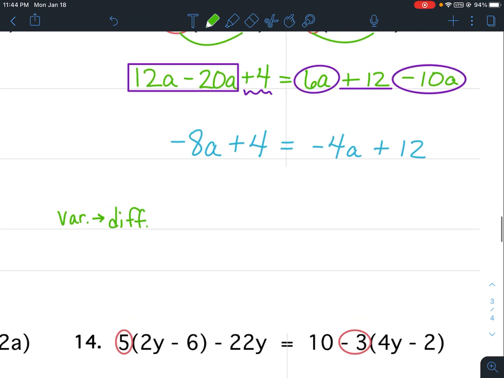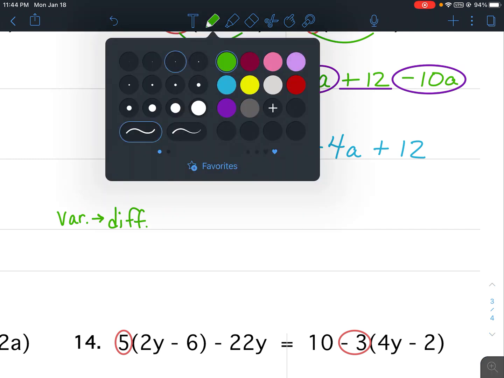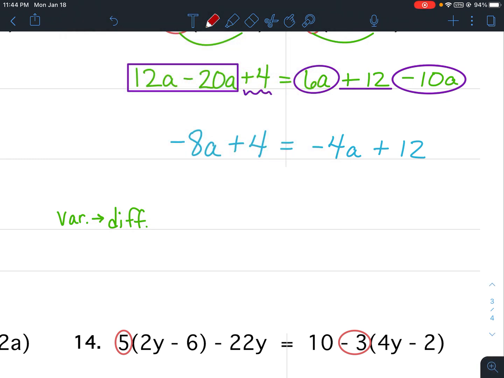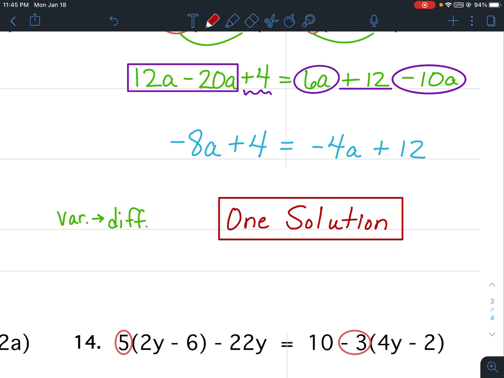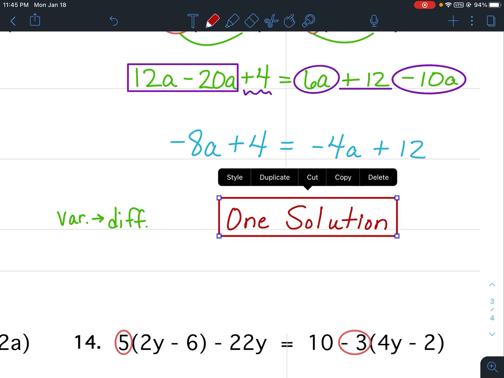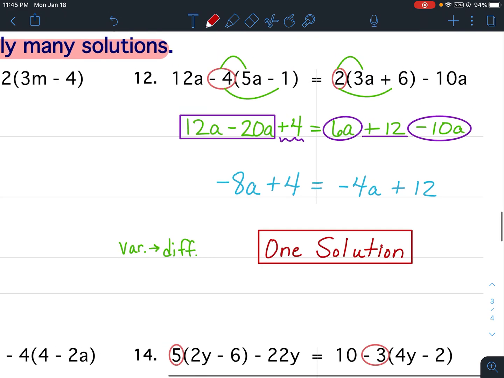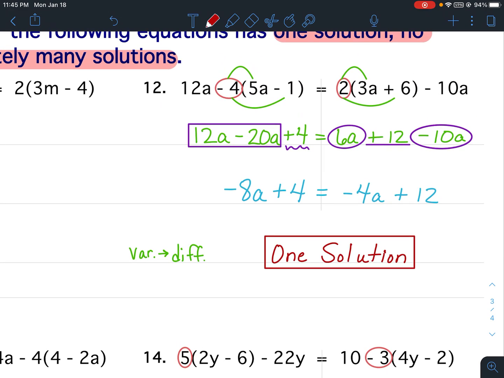So knowing that my variable terms are different, say I've got a -8a and a -4a, they are different. Therefore, this is a one solution problem. And we're done. Make sure you have everything written down.